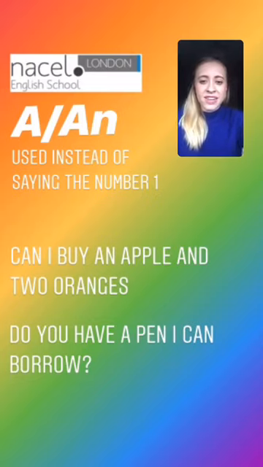So the example I have is, can I buy an apple and 2 oranges? The same as saying, can I buy 1 apple? Can I buy an apple? It has the same meaning. And the same for the other one. Do you have a pen I can borrow? 1 pen, a pen. Okay, it has the same meaning. I think probably lots of you will already know this. It's a very common use, something that people tend to get correct.